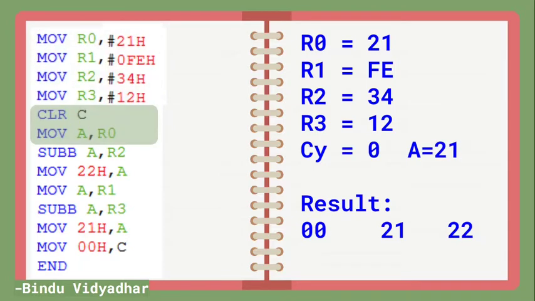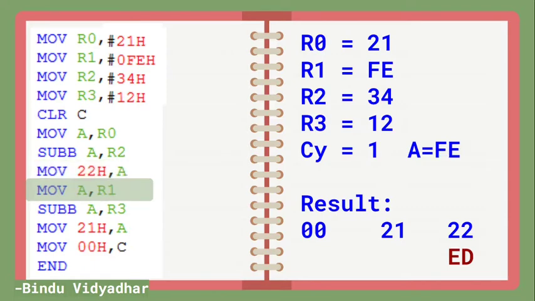Carry is cleared and first data is loaded to accumulator. When subtraction takes place, carry flag is set to 1 because of borrow generation and the result is ED. ED is stored in memory.